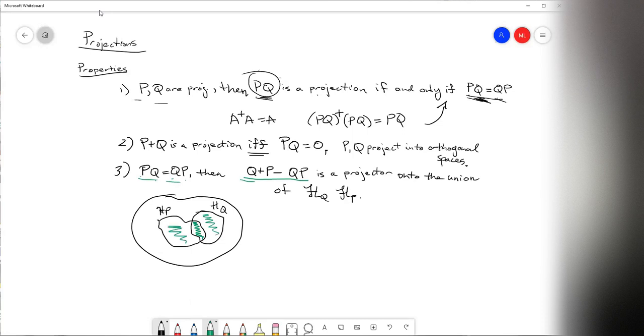You can also construct something that projects you into the intersection of the two things. That would just be PQ, right? That would project you into the intersection right here, because first you would project into Q somewhere, and then you would project somewhere into P. So if you do both, then you must be somewhere in this blue region. If alternatively you do this kind of thing, Q plus P, this is like projecting into both of these.